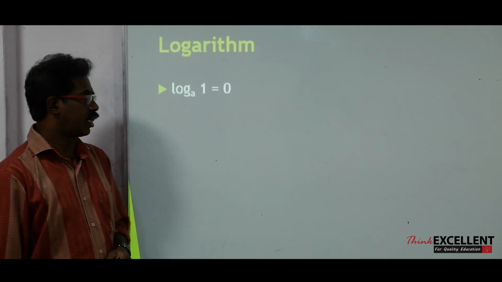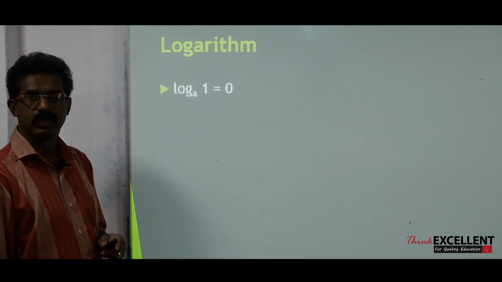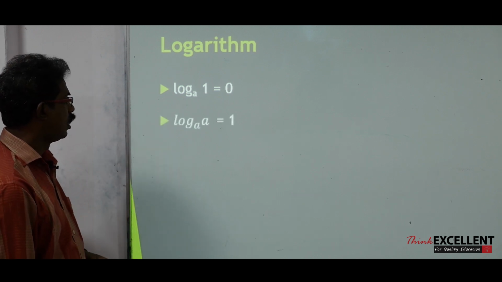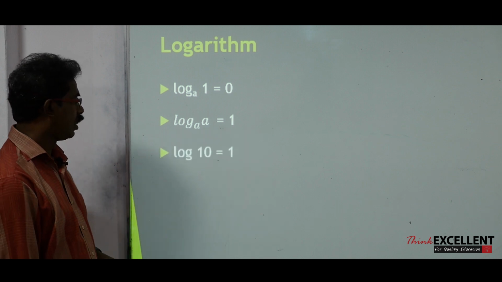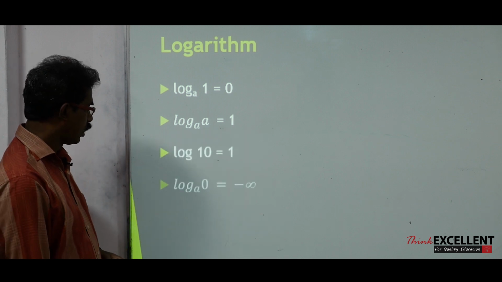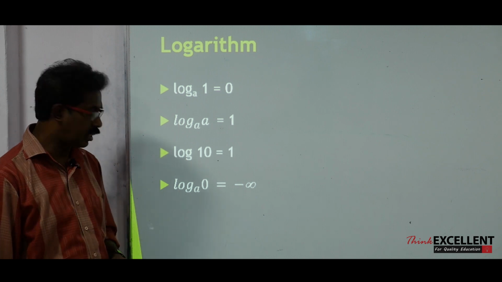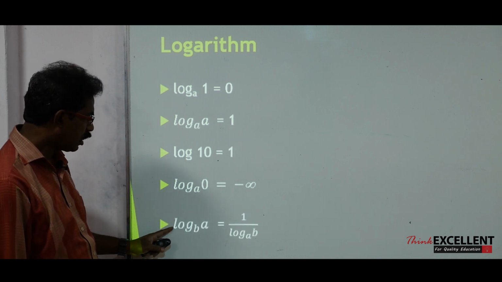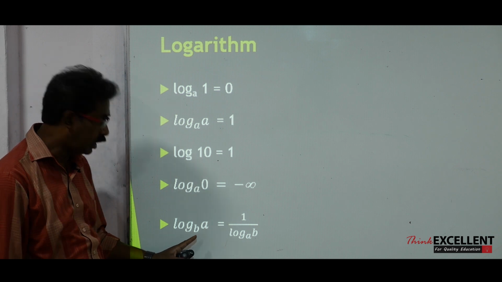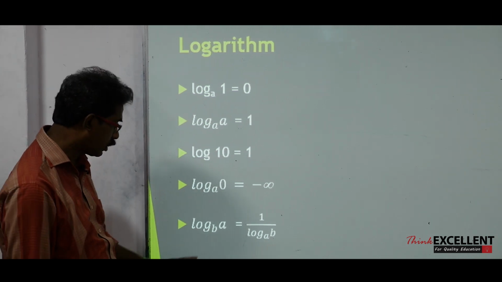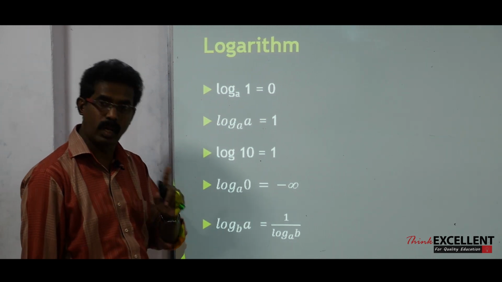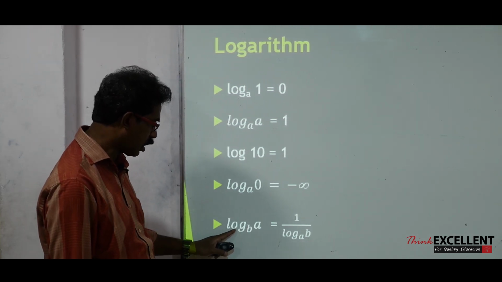Some other values in logarithm you should remember: log 1 to any base is 0. Log a to the base a, if these two are the same, the answer is 1. Log 10 is 1. Log 0 is minus infinity. Log a to the base b, you can interchange a and b, but you write 1 by. Log a to the base b can be written as 1 by log b to the base a.